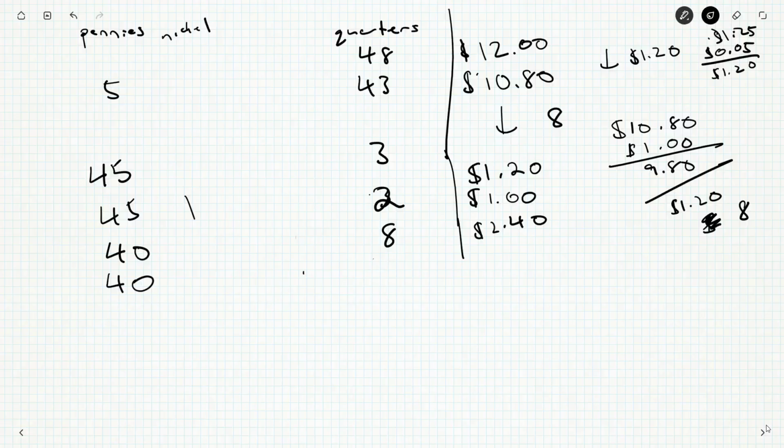So what if we had 2 quarters? And well, we could do it with 1 dime, but that's just too much there. We'd need 6 dimes. 6 dimes is 60 cents. 2 quarters is 50 cents. Already we're over $1. How about with nickels? Could we do it with 6 nickels? That's 50, that's 40, and 6 nickels is 30. That's way too big.